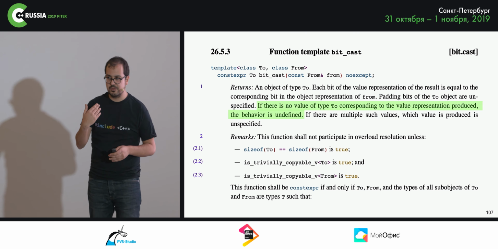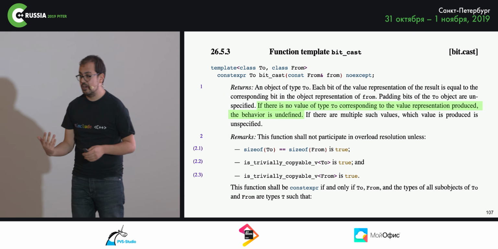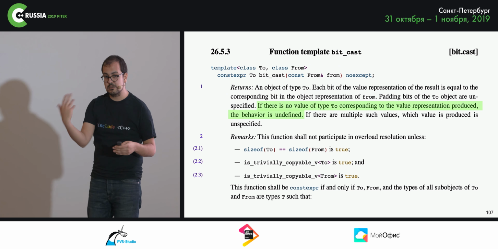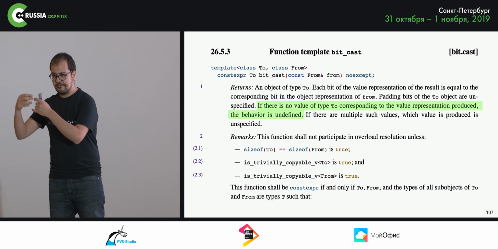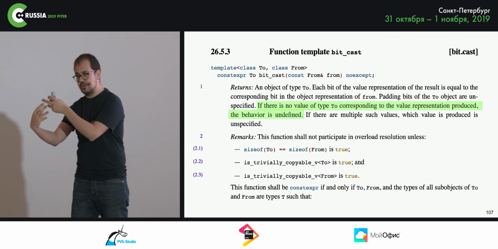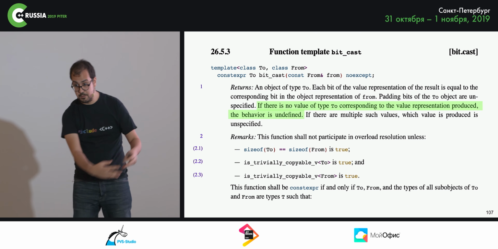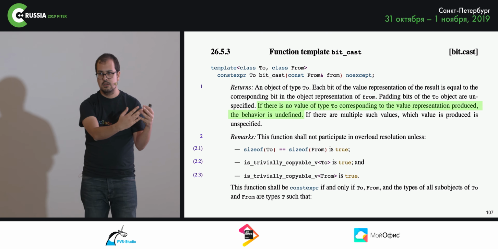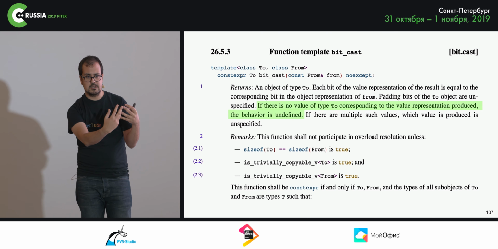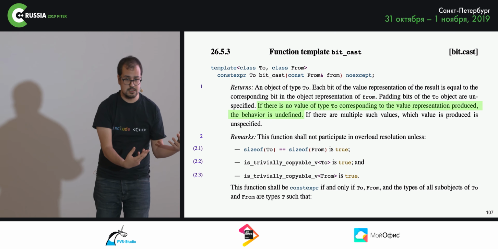Unfortunately, you have to repeat this analysis every time. If you have other types, you have to ask yourself this question: if I have an object of type T and it has these bits, and you pun it, you bitcast it to an object of type U, can I have an object of type U that has these bits? And there are cases where this is not the case, right?